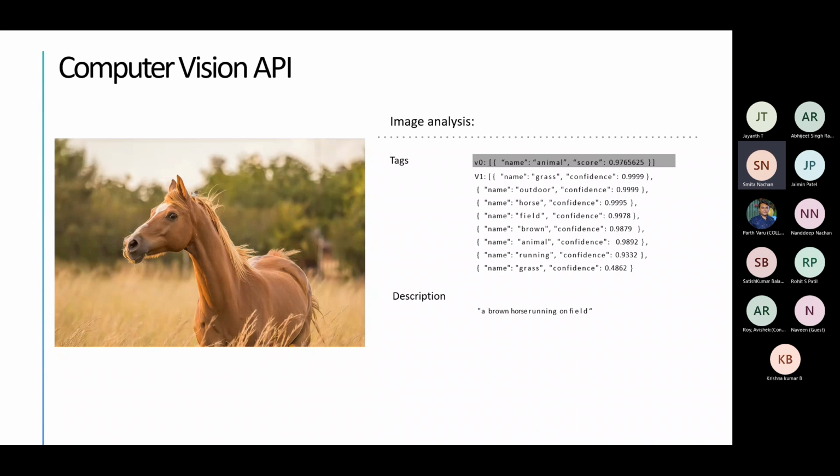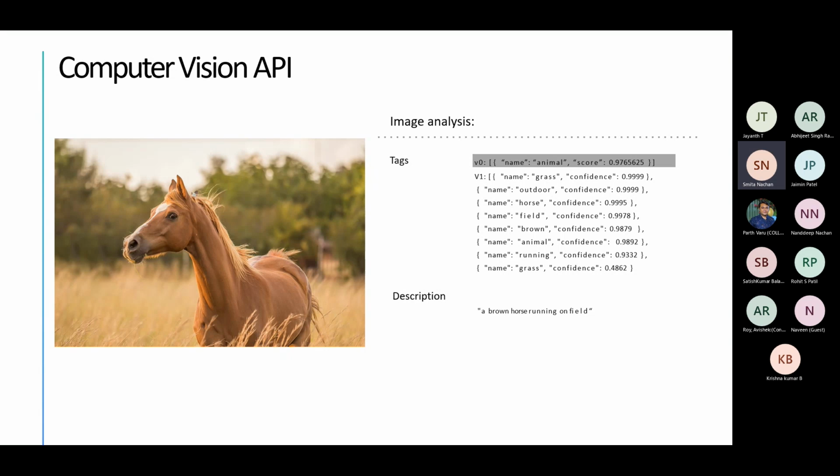So let's have a quick example of how it works. Over here we have one image of a horse. Whenever we give this kind of image to the computer vision API, it will analyze that particular image and give us some metadata about it. In the categories you can see there is an animal, and it is giving a score also. There are some more tags available, like grass, outdoor, horse, field, brown, animal, running. This is just one example.